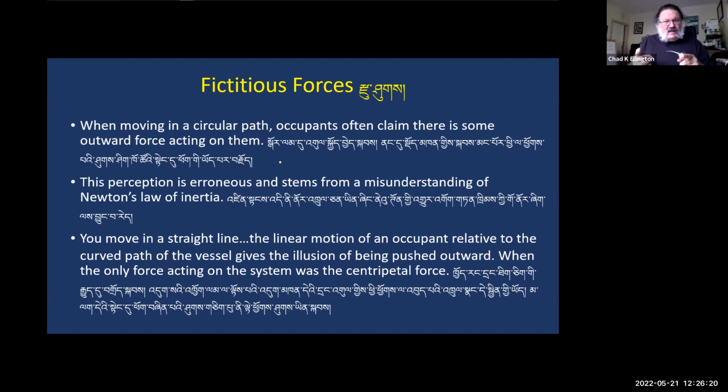If you are riding in a tuk-tuk and it's curving, you perceive that you move to the outside of the curve. But that's only that you're trying to remain in a straight line because of Newton's law of inertia.